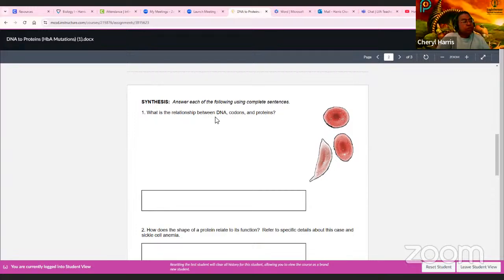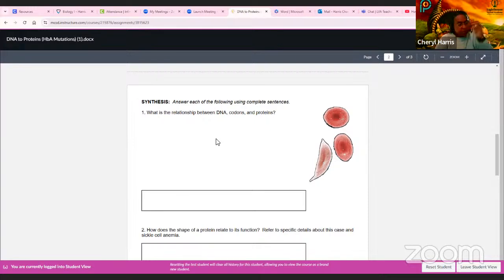You need to show that you understand that DNA has the directions to make the RNA, and the RNA is read in sets of 3, which makes the codon. And the codon codes for an amino acid, which makes a protein. So you need to relate these words to each other. DNA makes the RNA. The RNA has the bases, which make the triplet bases, which make the codon, and the codon then gets the amino acid that makes the protein. That's what number 1 wants you to say.